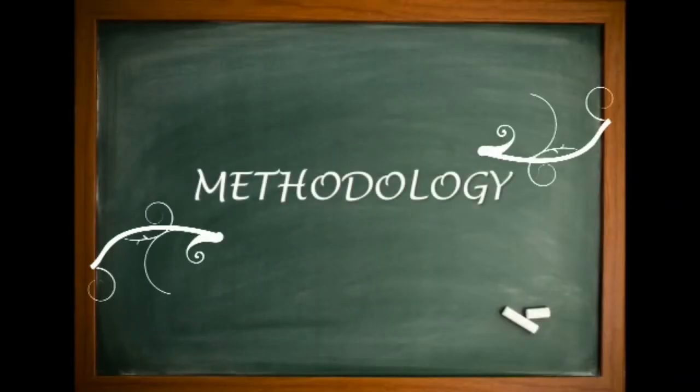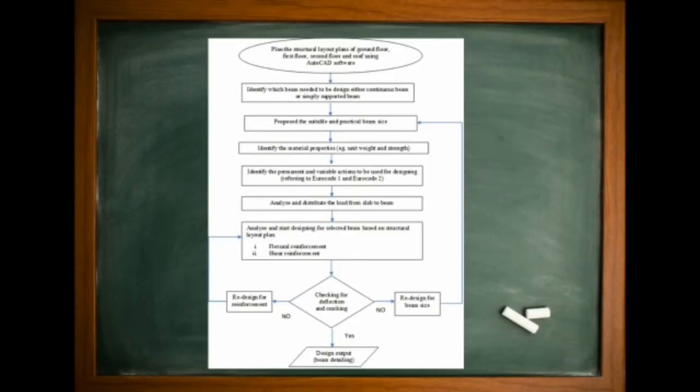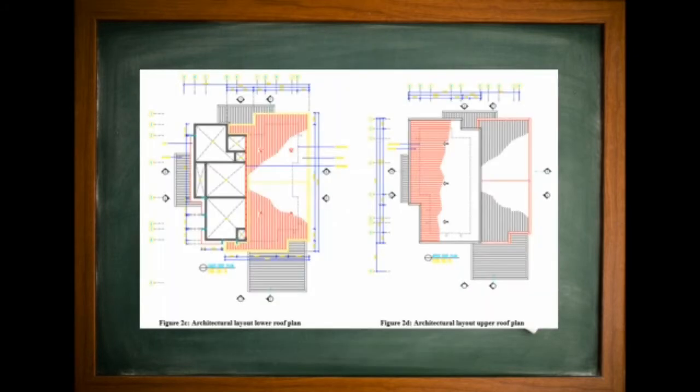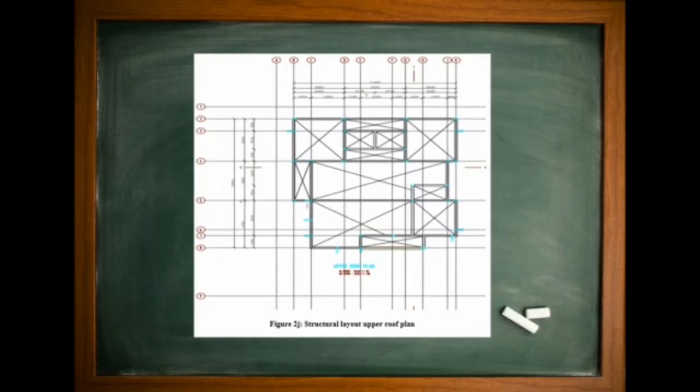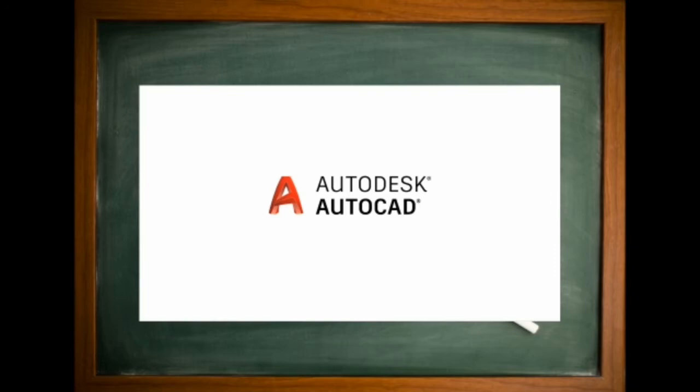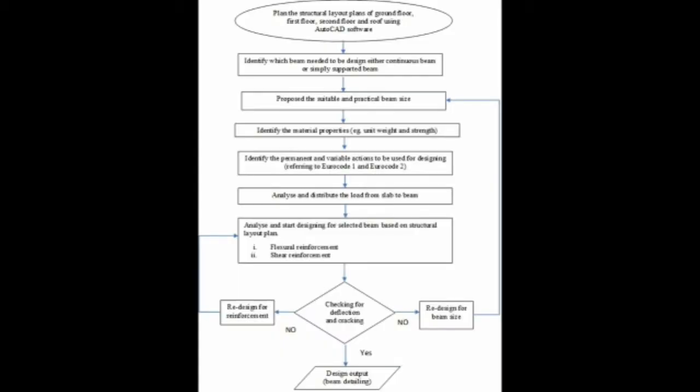And now I want to tell you about the methodology. Okay, we go to the steps. First, plan the structure layout, which is ground floor, first floor, second floor, and also roof, using AutoCAD software. For the first step, we should identify which beam needs to be designed, continuous beam or simply supported beam. For the second step, propose the suitable and practical beam size.